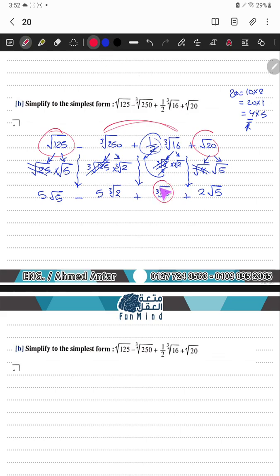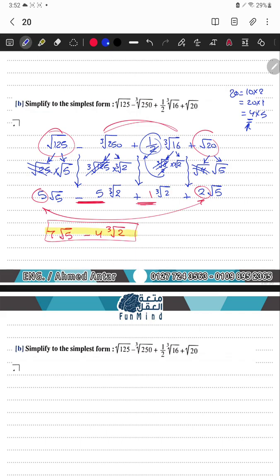Now cubic root of 2 means 1 cubic root 2, so 5 root 5 plus 2 root 5, 5 plus 2 equals 7 root 5. Negative 5 cubic root 2 plus 1 cubic root 2, negative 5 plus 1 equals negative 4, so now it's negative 4 cubic root 2, and this is the simplest form.